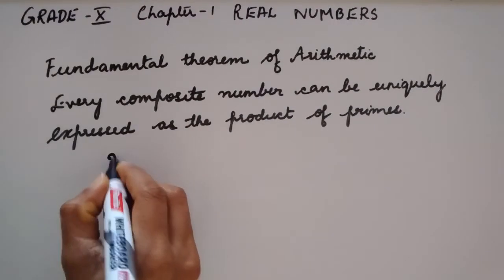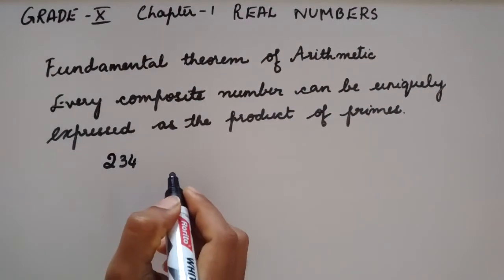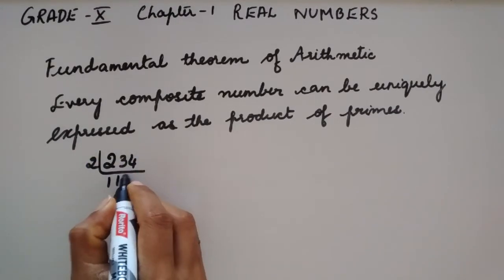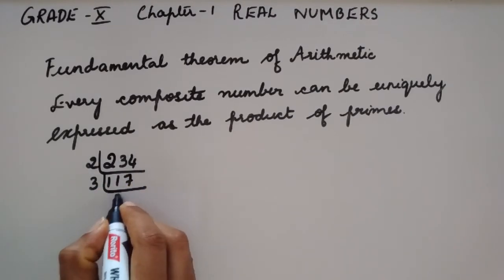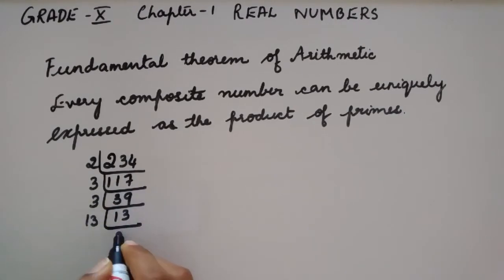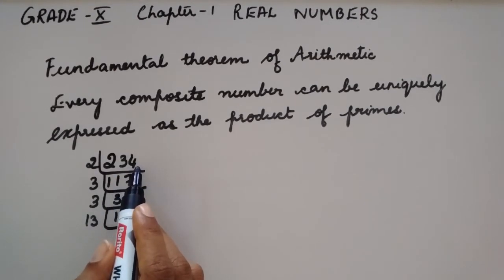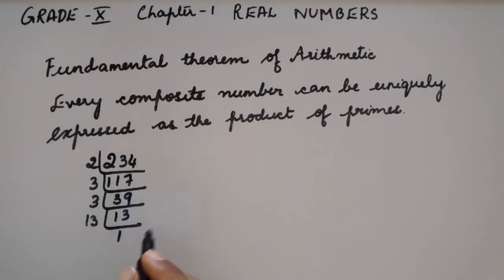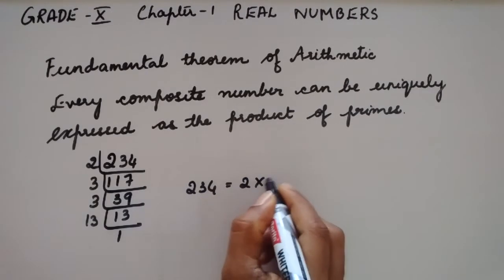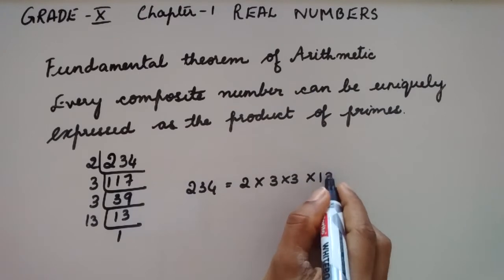Let us take a number 234. Let us factorize this number. 2 1s are 2, 2 7s are 14. 3 3s are 9, 3 9s are 27, 3 3s are 9. 13 1s are 13. So now you can write 234 as the product of prime factors. So 234 will be equal to 2 into 3 into 3 into 13.